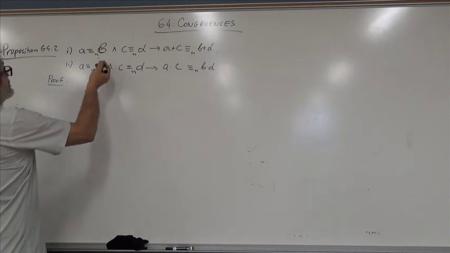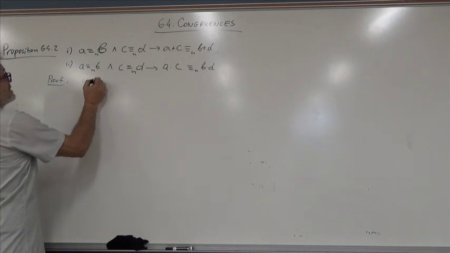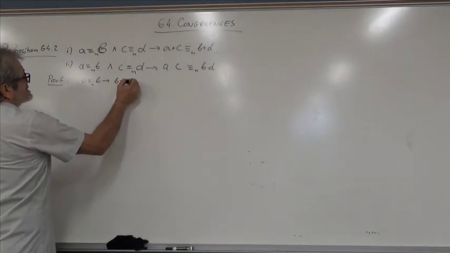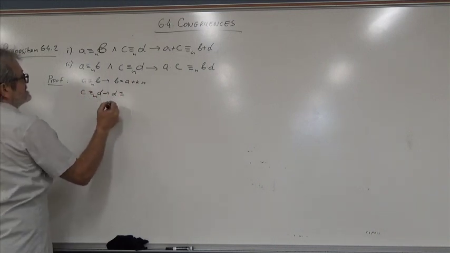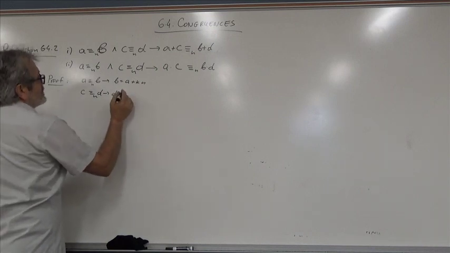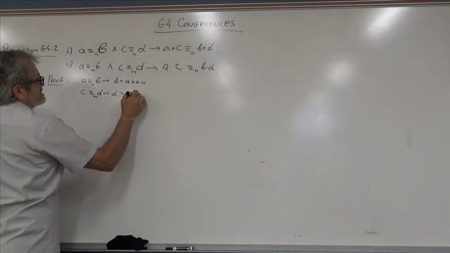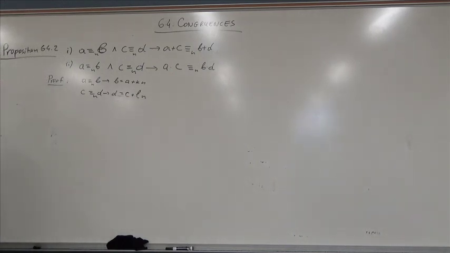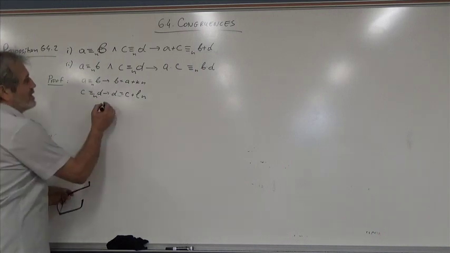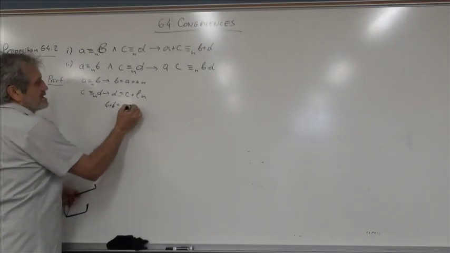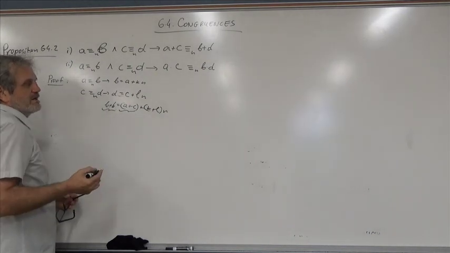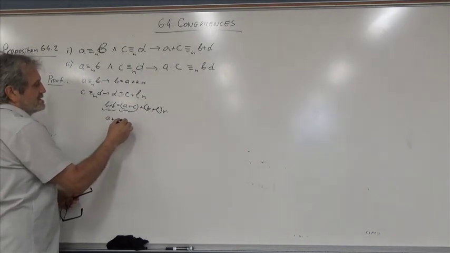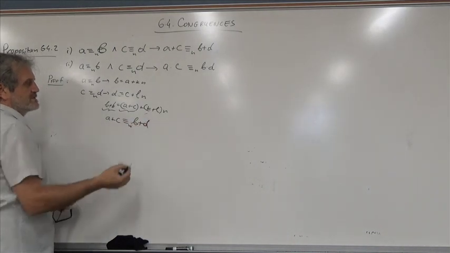How do I write the proof? If A is congruent with B mod n, that means that B equals A plus kn. C congruent with D mod n means that D equals C plus ln. I cannot assume that they're the same integer according to the previous theorem. Then if I add them up, I get B plus D equals A plus C plus kn plus ln. So A plus C is congruent with B plus D modulo n, because this is the multiple.